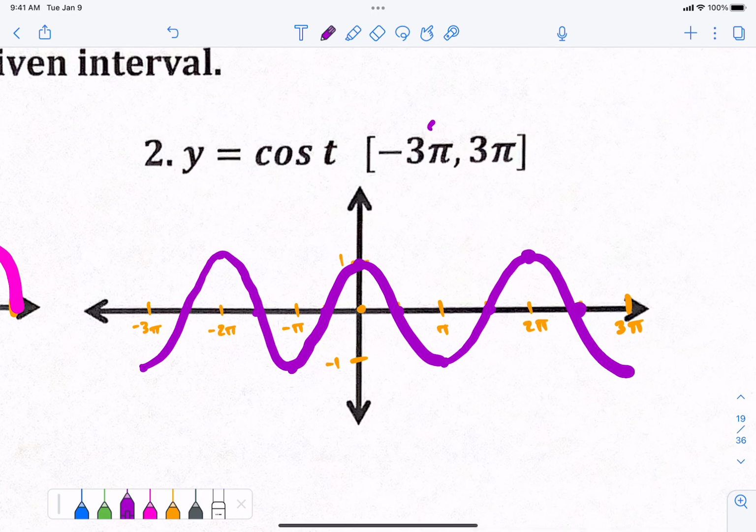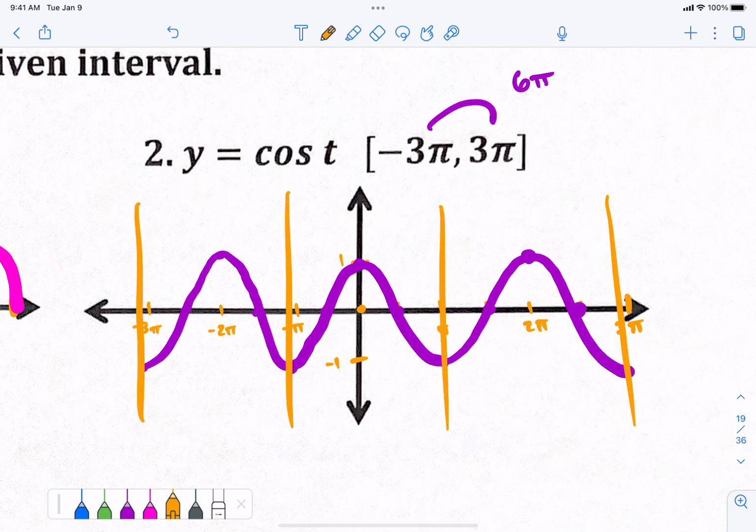How far apart is -3 pi and +3 pi? 6 pi. So how many cycles should he have made? 2, 3. 3, right? Here's 1. Copy, paste. Copy, paste. There's 3 of them, right? They look exactly the same. Got it? That's cosine.